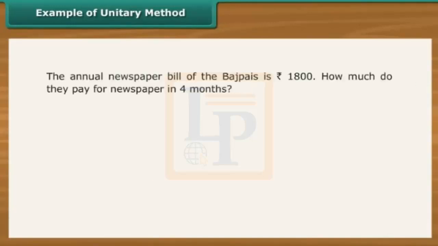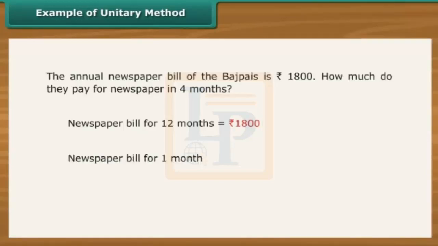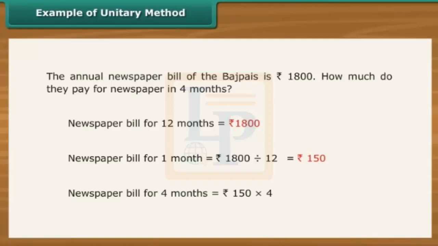Example of unitary method. The annual newspaper bill of the Bajpayis is rupees 1800. How much do they pay for newspaper in 4 months? Newspaper bill for 12 months is equal to rupees 1800. Newspaper bill for 1 month is equal to rupees 1800 by 12, that is rupees 150. Newspaper bill for 4 months is equal to rupees 150 into 4, which is equal to rupees 600.